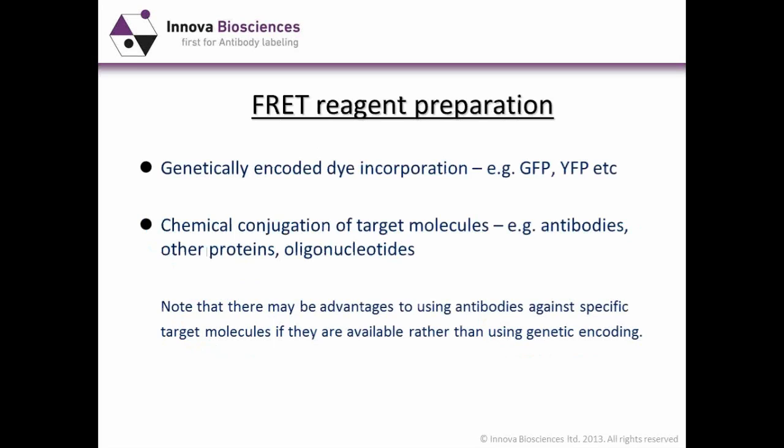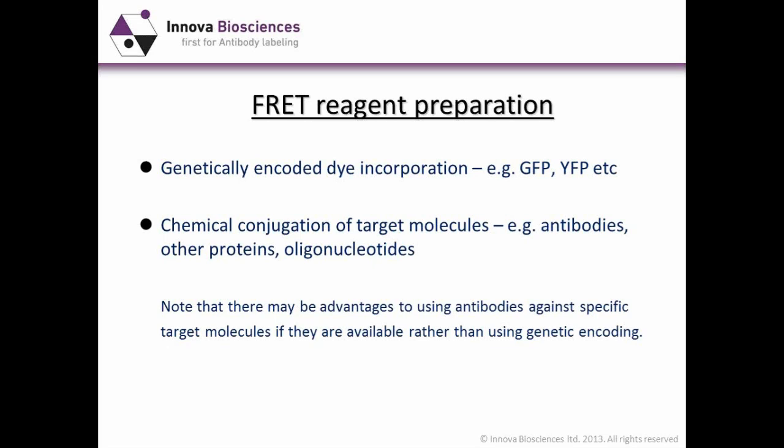In terms of preparing reagents for FRET, there are probably 2 main ways of approaching this. The first way is to use a genetically encoded dye, such as the fluorescent proteins, GFP and YFP. Obviously, these can be encoded genetically, but you have one thing to bear in mind here, is that you will only get 1 copy into each molecule. The other approach is to use chemical conjugation of target molecules to incorporate the appropriate dyes. These might be antibodies, other proteins, or even perhaps oligonucleotides.